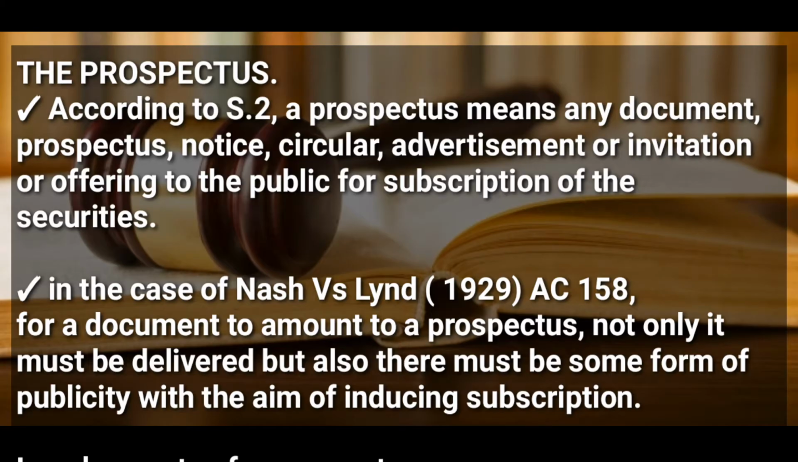This was seen in the case of Nash versus Lind in 1929, where it was concluded that for a document to amount to a prospectus, not only must it be delivered, but there must be some form of publicity with the aim of inducing subscription. So a prospectus must be delivered to the public, and there must be some form of publicity with the aim of inducing people to come and subscribe to the shares or securities of the company.